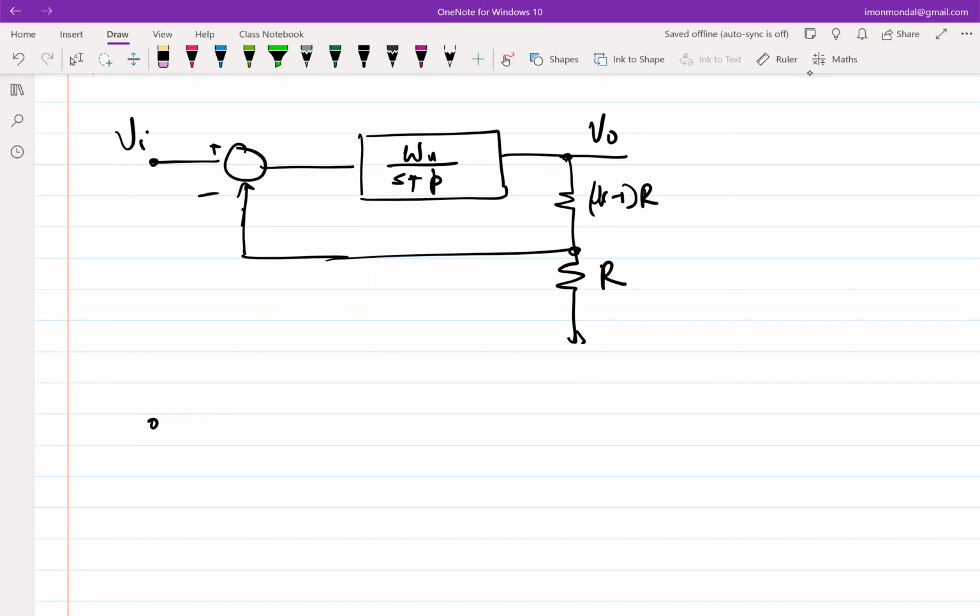So let's write the ideal integrator case first. If P is 0, that is, the pole is at DC, infinite DC gain. So what is V naught? P is 0 and Vi is a step input, let's say Vi equal to u(t). So what is V naught?